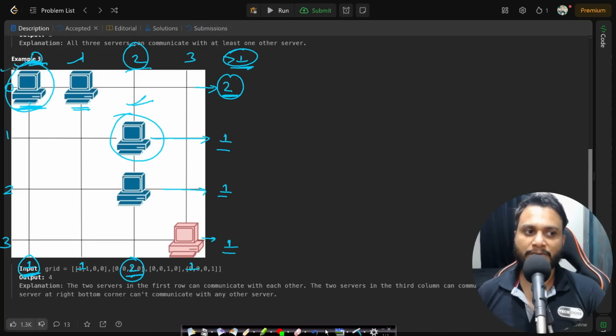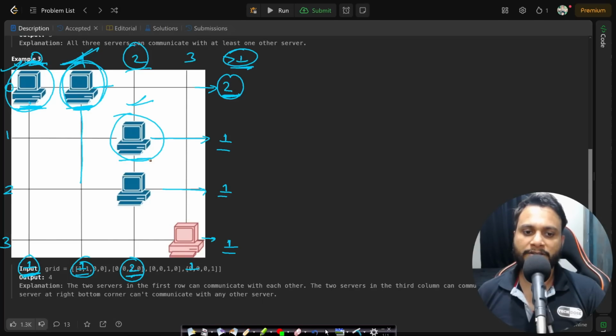So this means that this will become communicating. For the same reason, if you look at this server, then in this column, the column frequency is 1. That means there is no other server present in this column, so it cannot communicate with anybody on the column side. But on the row side, you just look at the frequency, it is 2. That means there is somebody else apart from this server with whom it can communicate, and that is why this also becomes a communicating server.